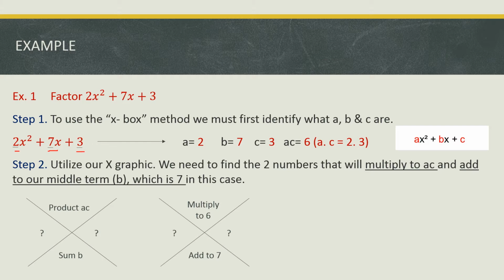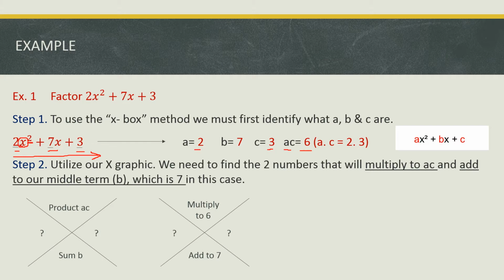Therefore, AC, which is A times C, will be 2, which is A, times 3, which is C, which equals 6. When identifying A, B, and C, we just go from the top of our equation to the bottom in order. Also, we don't need to include any variables, such as x or exponents.